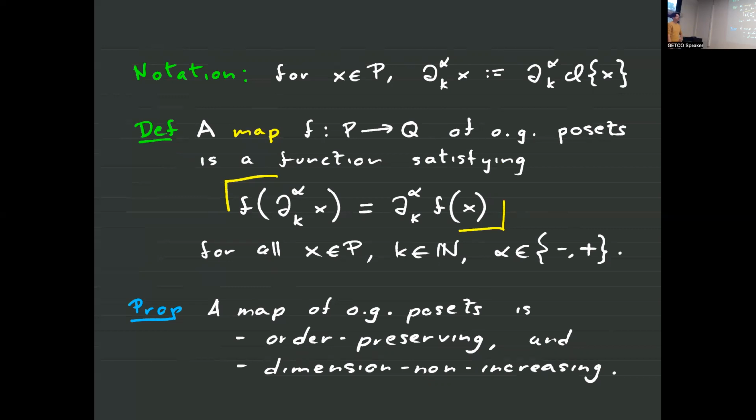And what we get is that a map defined this way is always order preserving. It's always dimension non-increasing, and it also maps closed subsets to closed subsets. And an injective map is in fact dimension preserving and is a poset embedding. It's important because it tells us that a map of oriented graded posets has an underlying order preserving map of posets.